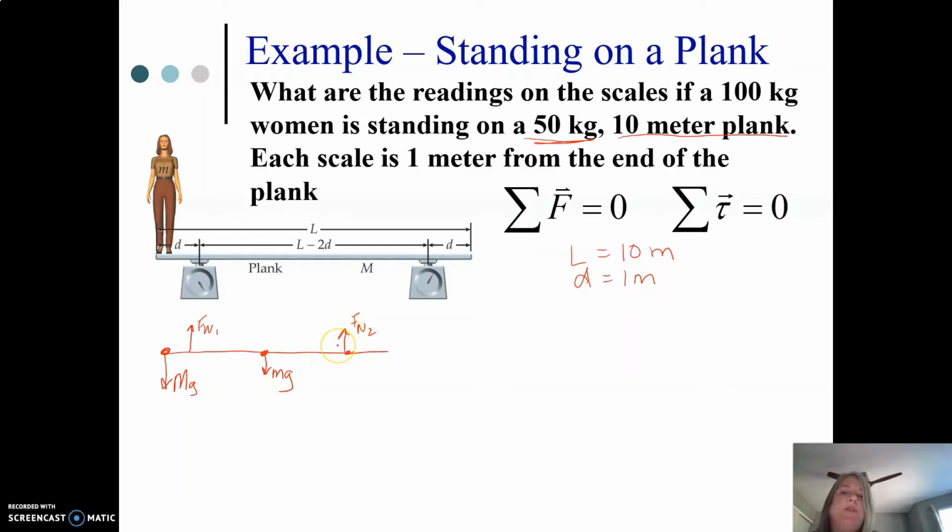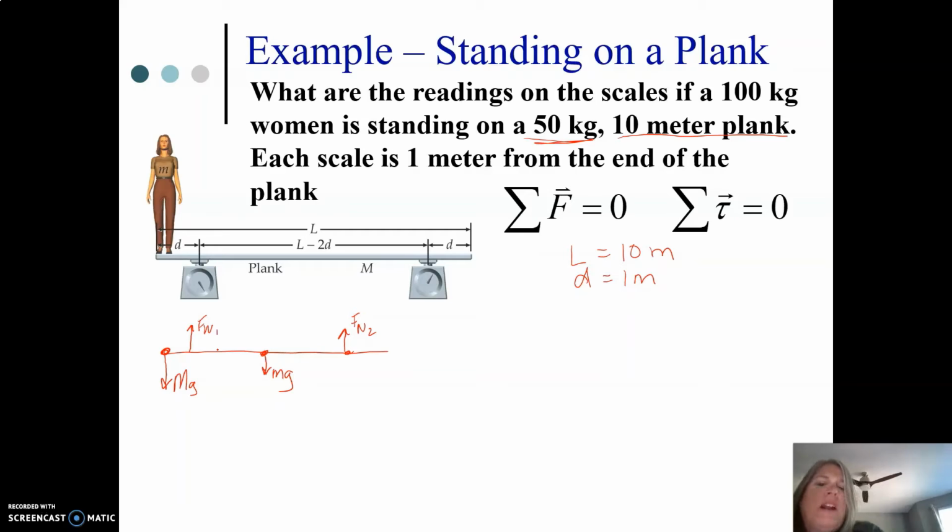Now, if I were drawing these somewhat to scale, logically, force normal 2 should be less in magnitude than force normal 1. And I didn't do a good job of reflecting that on my force diagram. But it should be, right? Because if we did a center of mass of the woman and the beam, it would be somewhere over here. So there must be more weight on the scale that's closer to the woman than the scale that's on the very end.